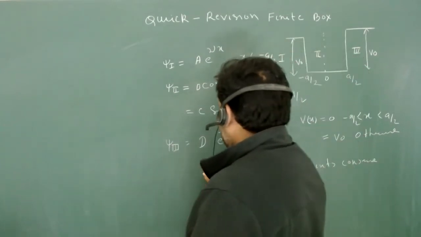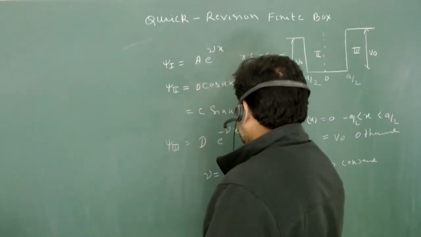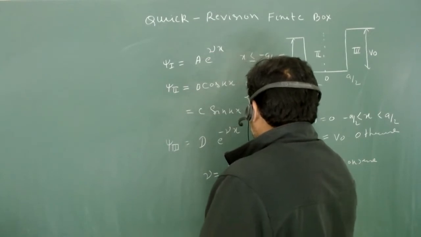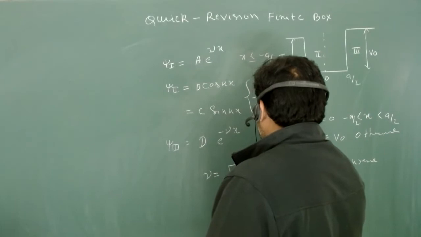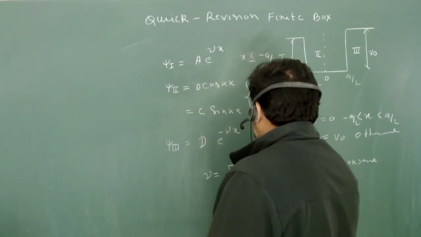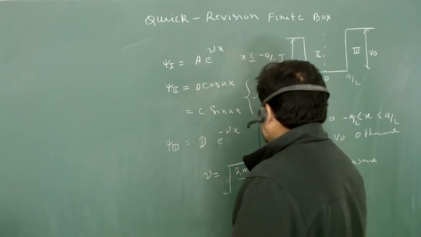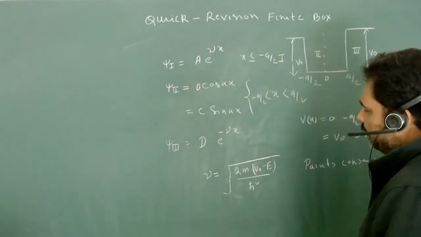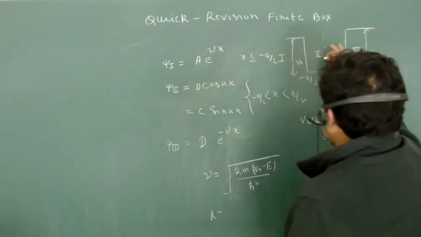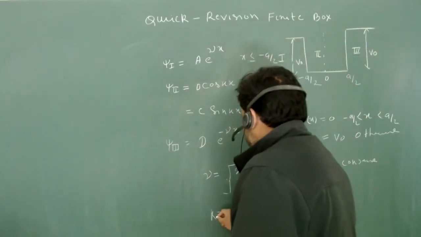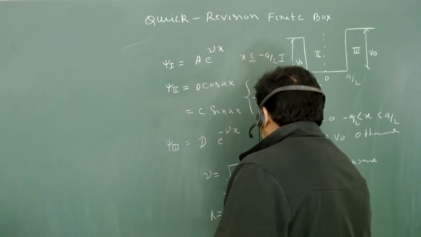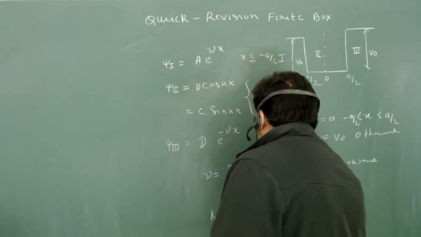And the value of gamma is root under 2m(V0 minus E) upon h cut square. So this is my value of gamma. And the value of k, since my potential is 0 here and the particle is a free particle, will be root of 2mE upon h cut square.